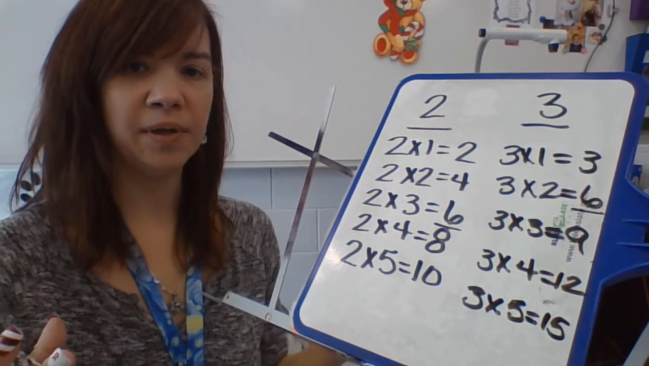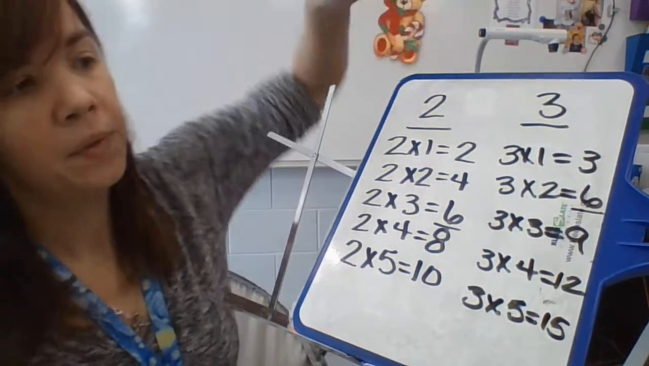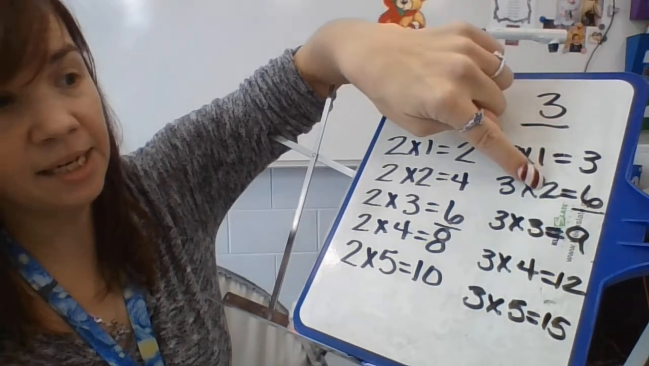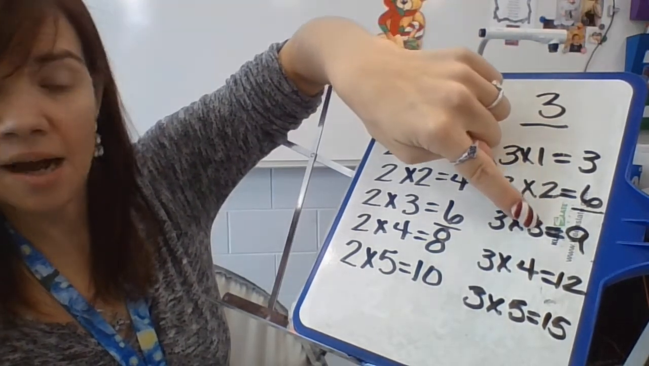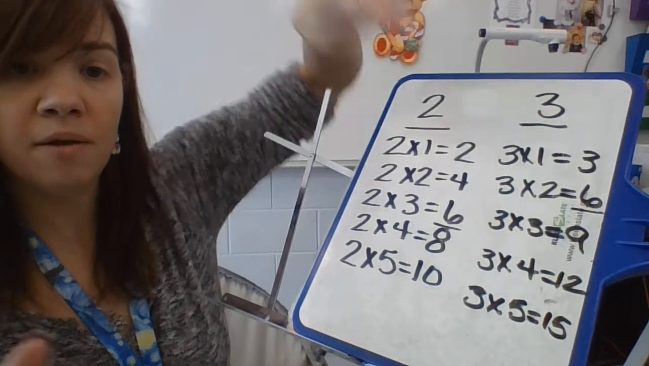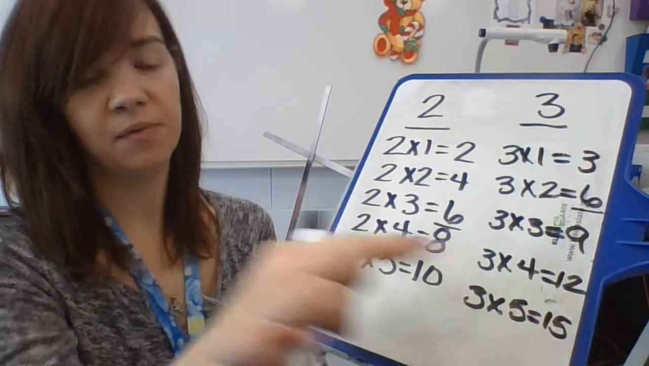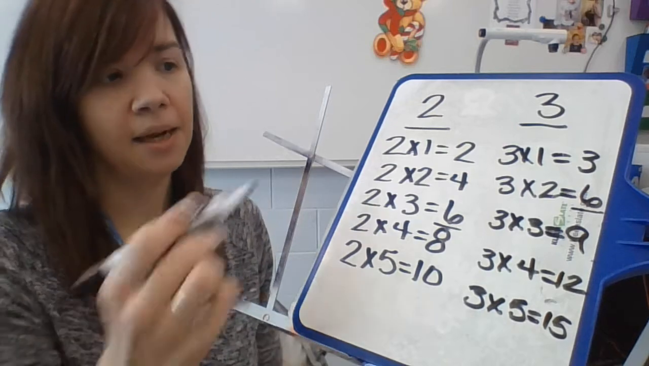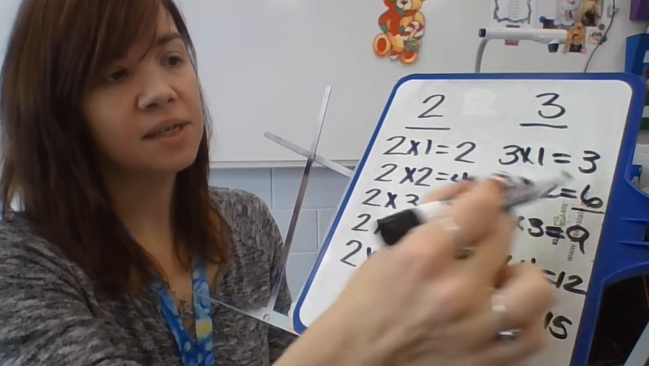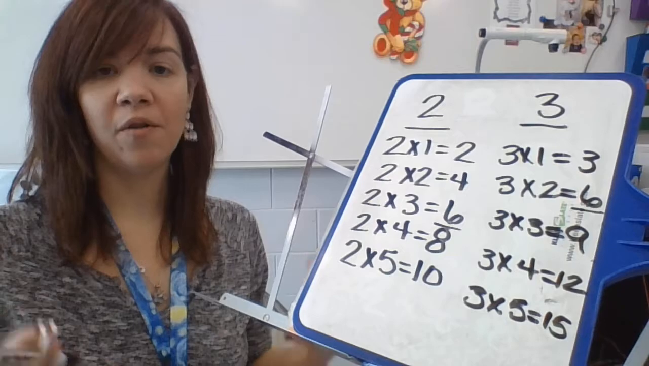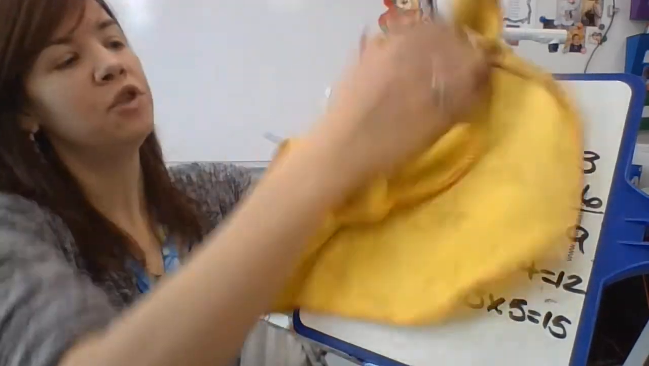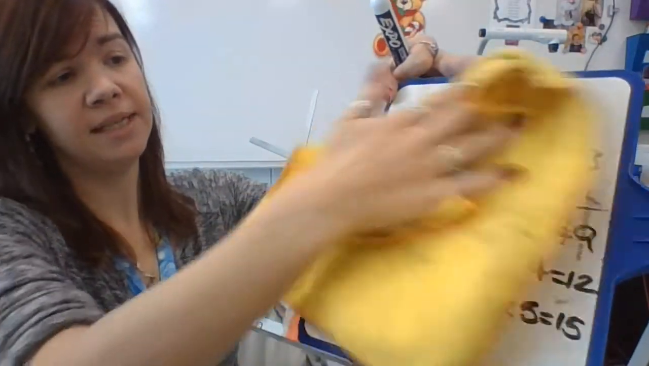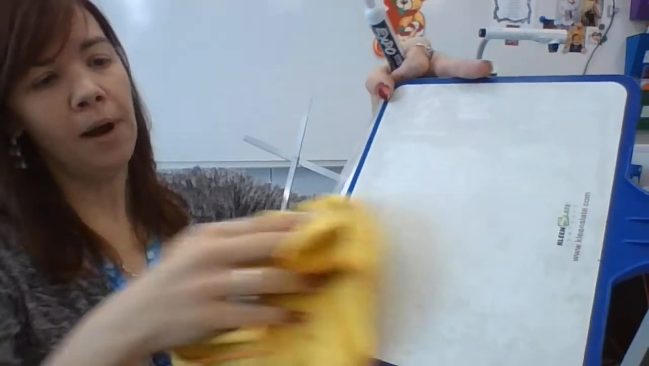Again, all I'm doing is skip counting. 3 plus 3 is 6. 6 plus 3 is 9. 9 plus 3 is 12. And 12 plus 3 is 15. You're just skip counting. Pretty easy. But again, there's 6 both times, so it's a multiple of both, which means both of those numbers can multiply together to get it.